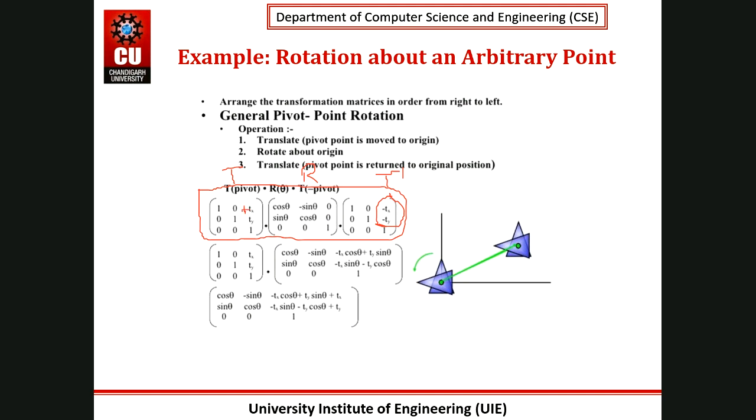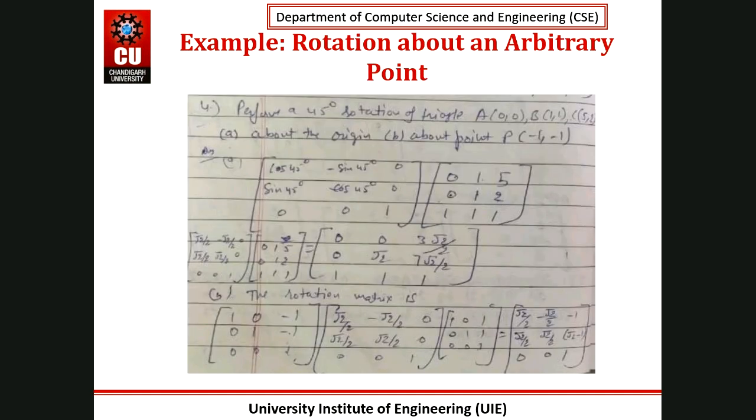Okay, what we were doing was adding something, and here we are subtracting the thing. Now here's the example. Here we have to perform a 45-degree rotation of a triangle. The coordinates given are 0 0, 1 1 and 5 2. And the fixed point that has been given to us is minus 1 comma minus 1.